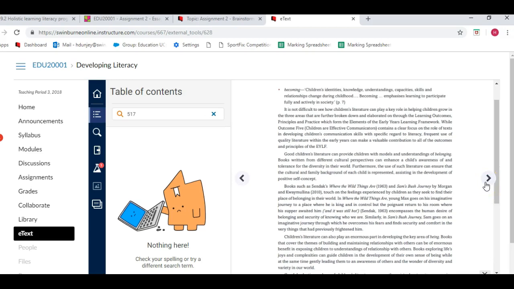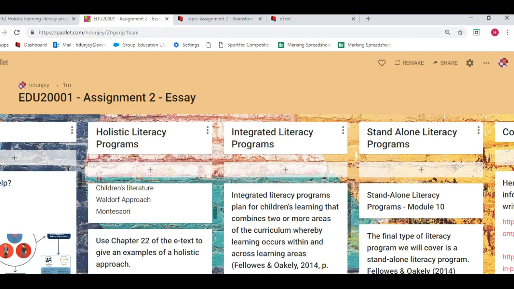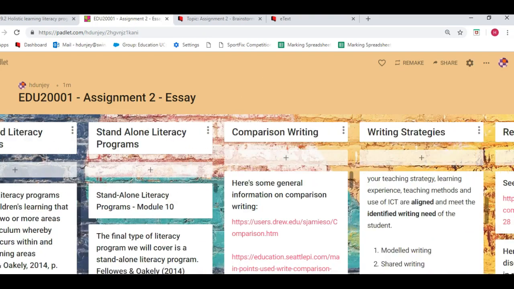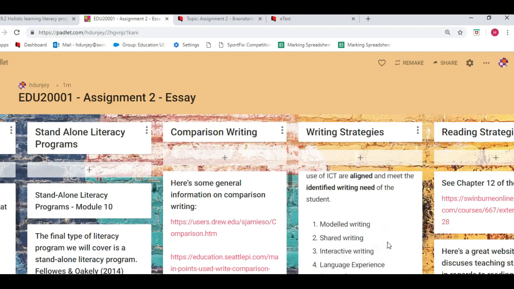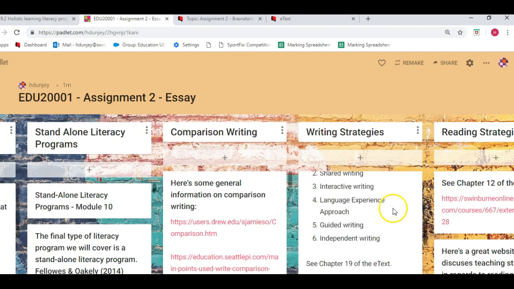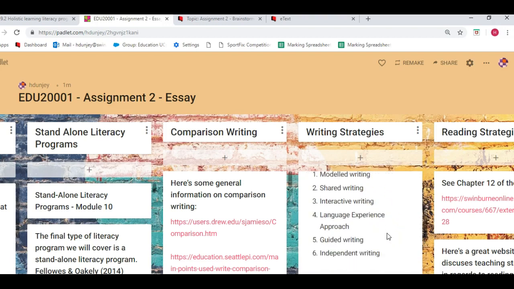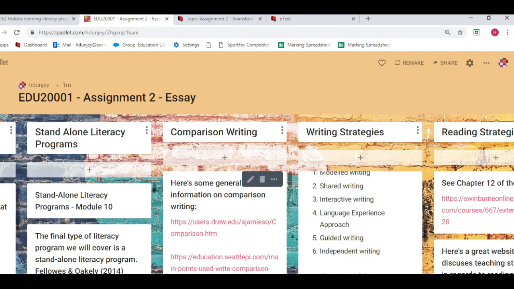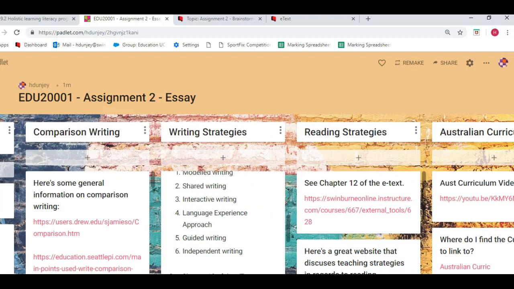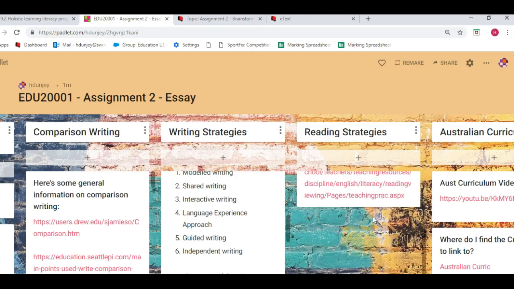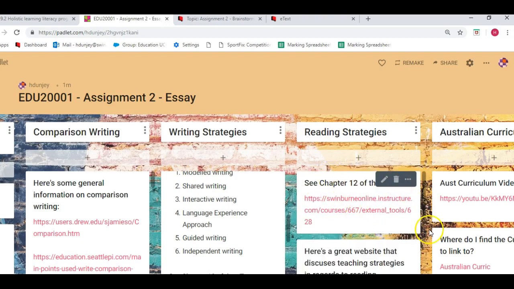And when you're thinking about your assessment resource, have a think about some of those strategies which you'll need to be thinking about when you're using a holistic approach. So if you have a look at those strategies that we have talked about in our first two assignments, you might be thinking about modelled writing, shared writing, interactive writing, language experience approach, guided writing, independent writing. So you could choose one of those strategies to include in the holistic approach, or you could choose one of your reading strategies, which is in chapter 12.